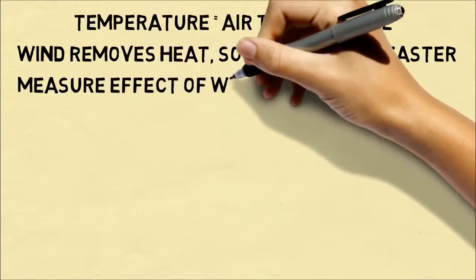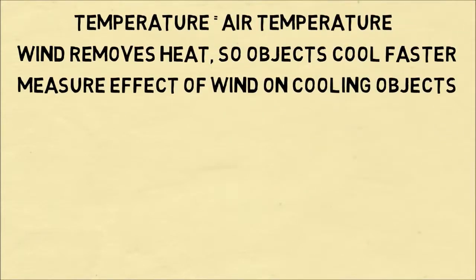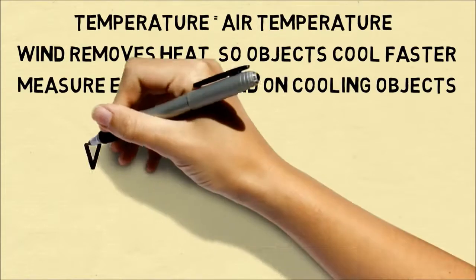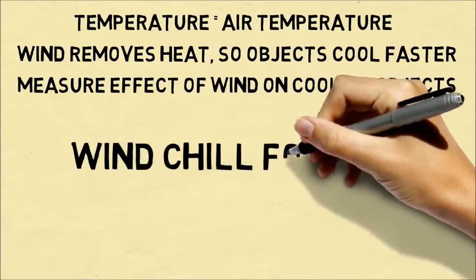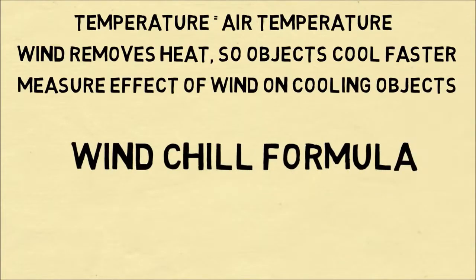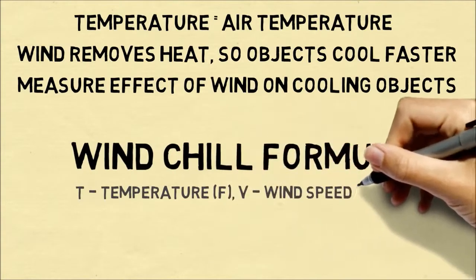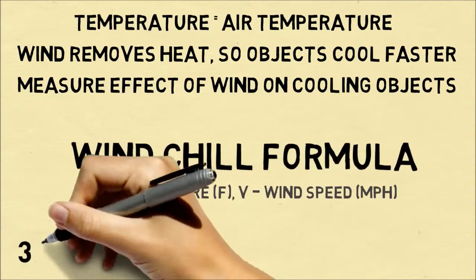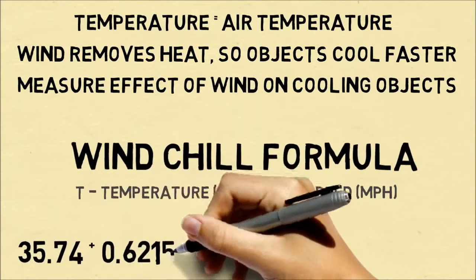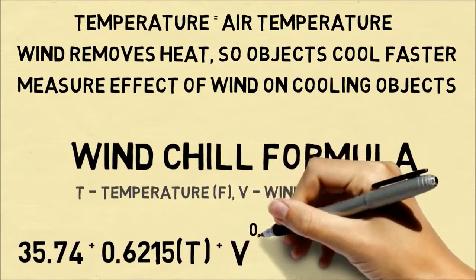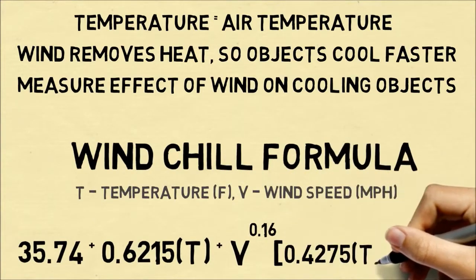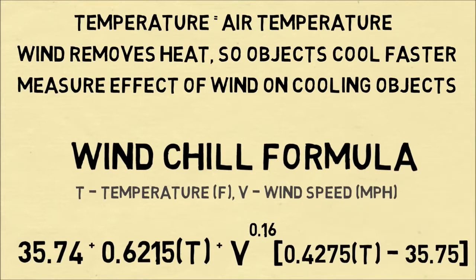So scientists have actually measured the effect that wind has on cooling objects. In some of the original studies, they looked at how quickly water in a plastic bottle would cool when there's a lot of wind. They summarize the results in a wind chill formula. So this is a formula that takes the temperature in Fahrenheit and the wind speed in miles per hour and converts it to an equivalent temperature of how much that wind is going to reduce the temperature.